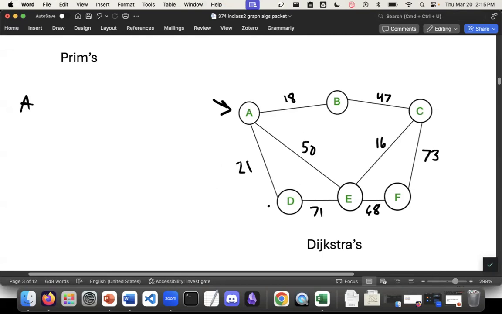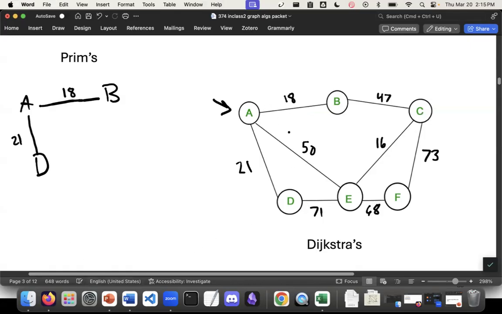So we look at all the edges that are available from A. That's weight 18, weight 50, and weight 21. Which one wins? 18. That's the smallest. So we draw the edge from A to B, and we've got weight 18. Now we've got options 21, 50, or B's got a new edge, 47. 21, 50, or 47. Which one wins? 21. So we draw the edge from A to D.